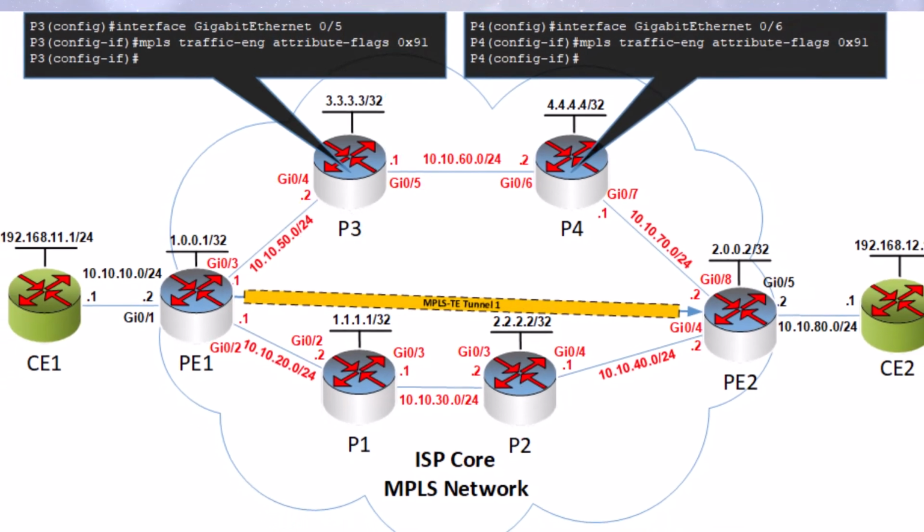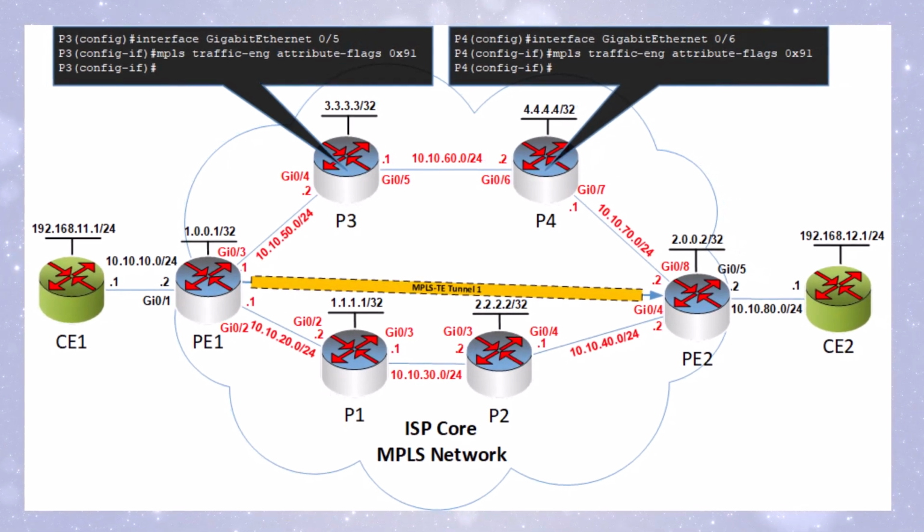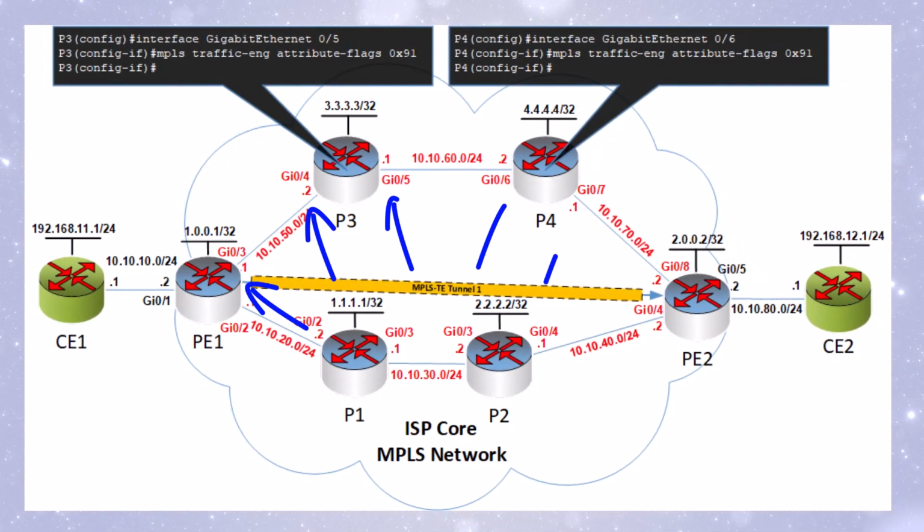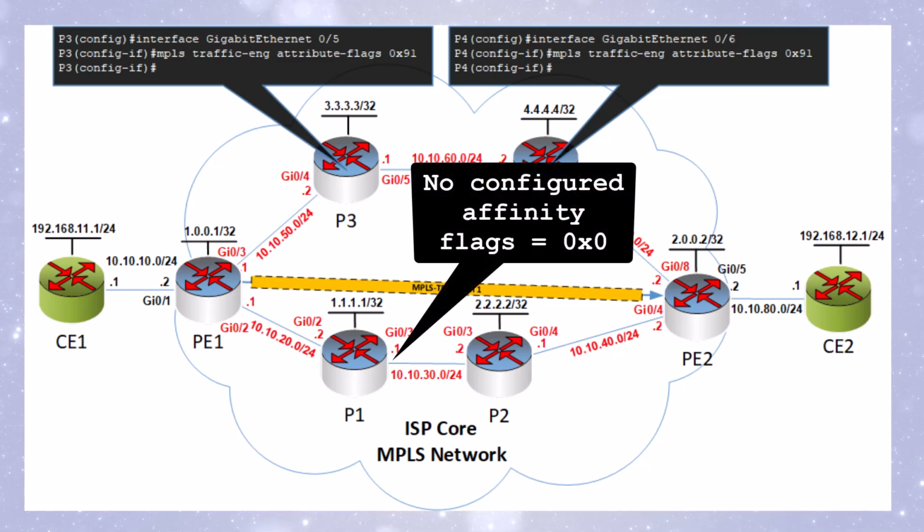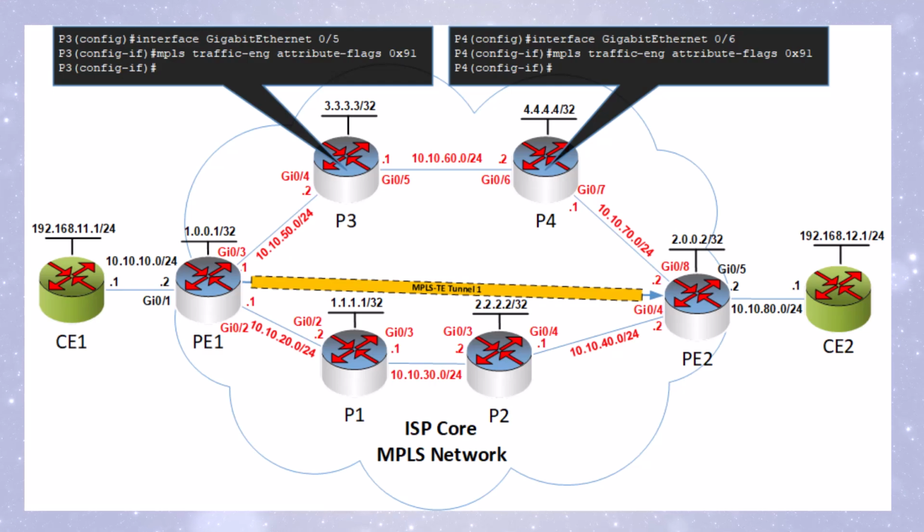Now, if you choose to use affinity attributes, you should configure them on all of your interfaces in all of your topology. This is because if some interface is not configured with any affinity values, then the affinity value assigned to that particular link is treated as if it has all affinity flags set to 0. Now, this is important to keep in mind because this may potentially actively include or exclude an interface from being used by a tunnel that has some affinity constraints configured.